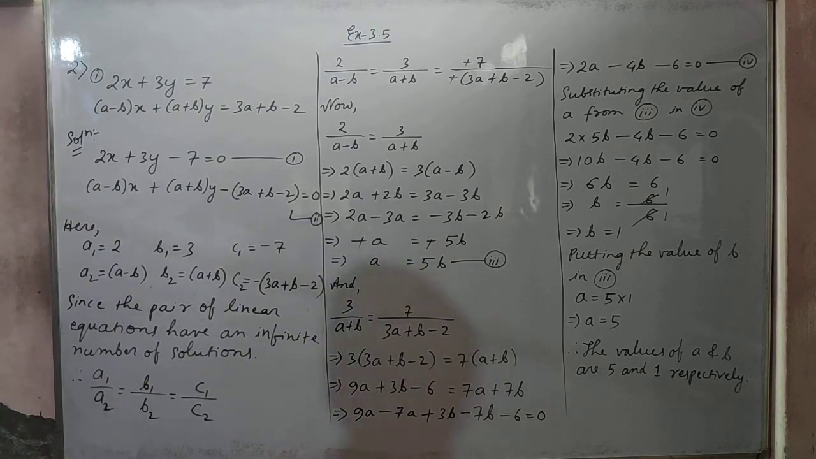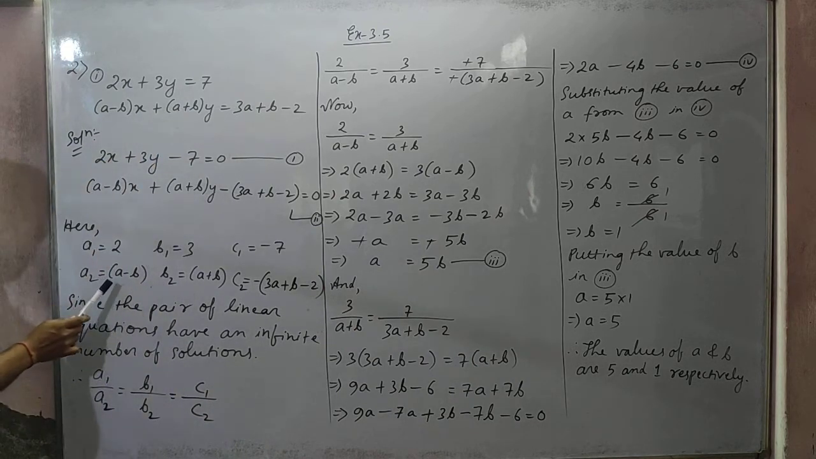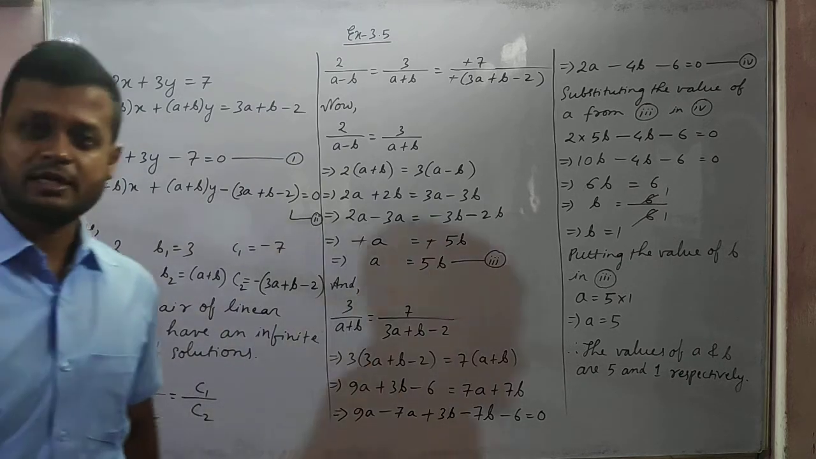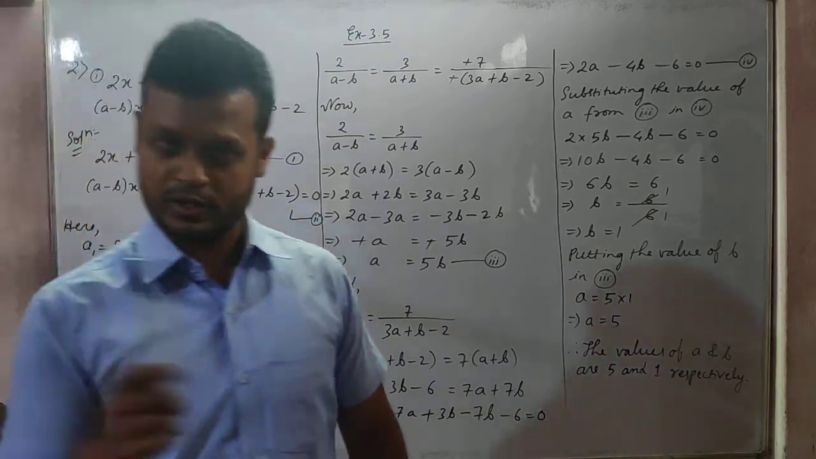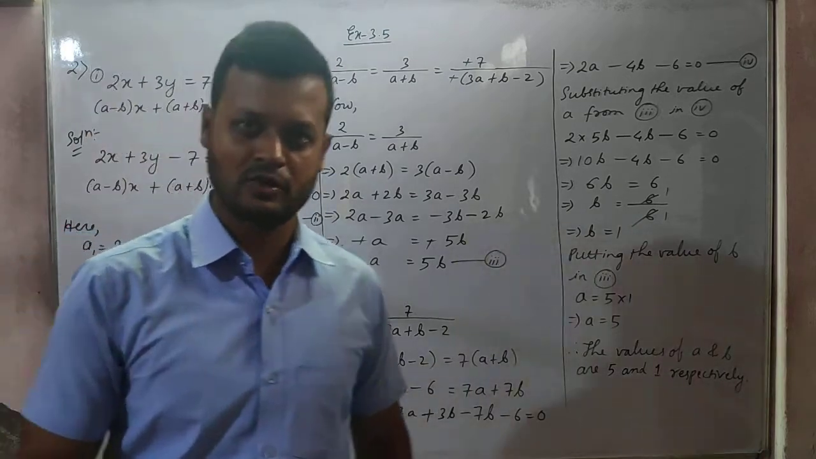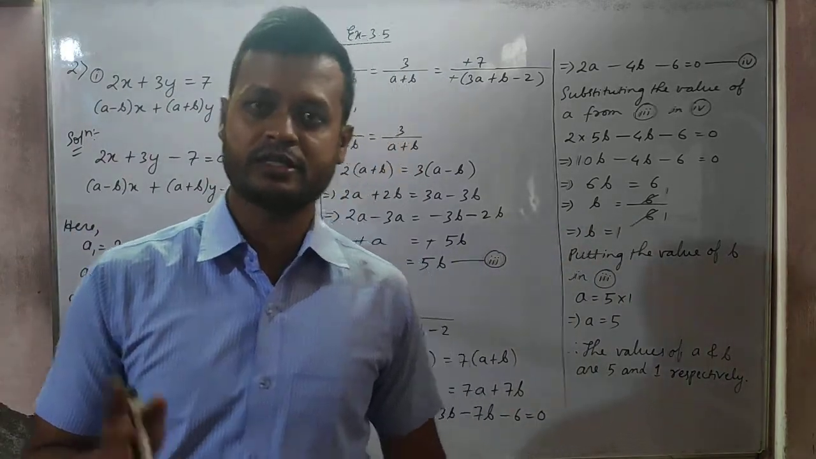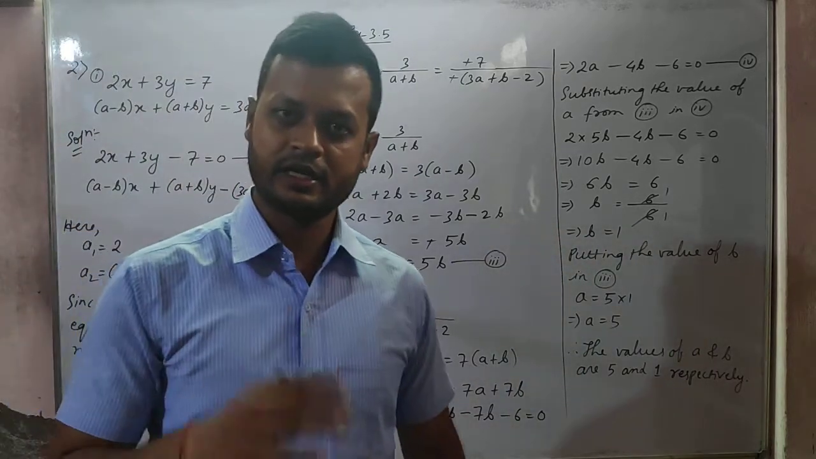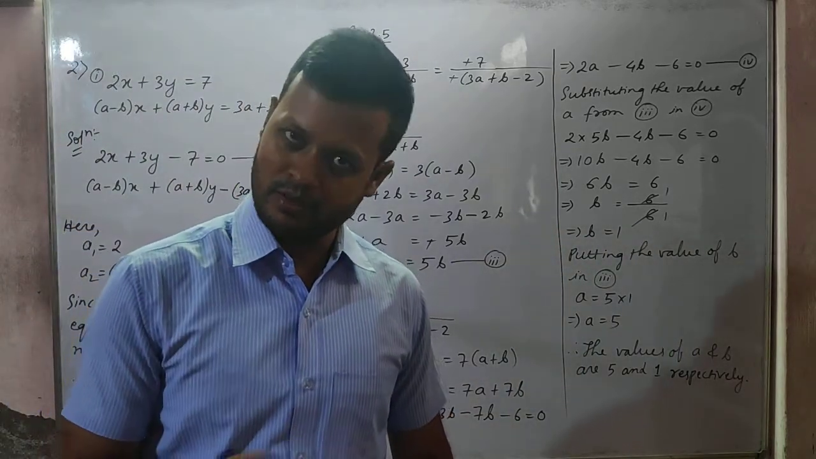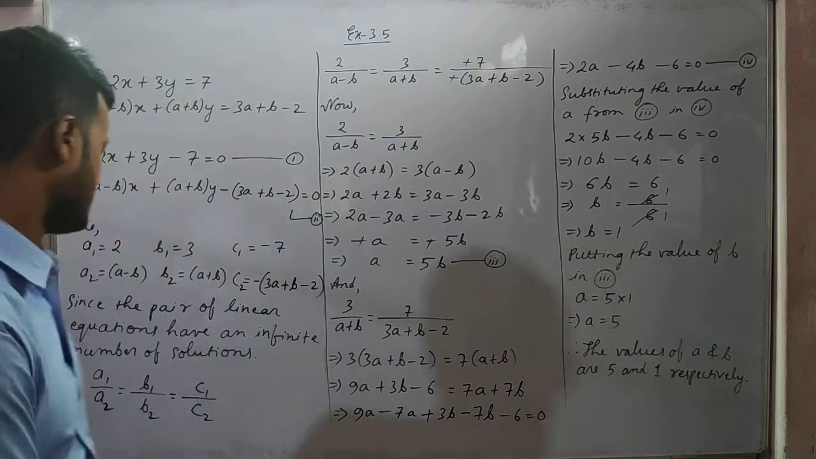So put the values then. Put the value of a1. What is the value of a1? 2. What is the value of a2? See here, a1 by a2 is equal to, what is the condition? What is the condition for infinite solutions, students? We got it, isn't it? During the introduction of this chapter we got that if a pair of equations has an infinite number of solutions, then the condition is a1 by a2 is equal to b1 by b2 is equal to c1 by c2. So that is what I wrote here.